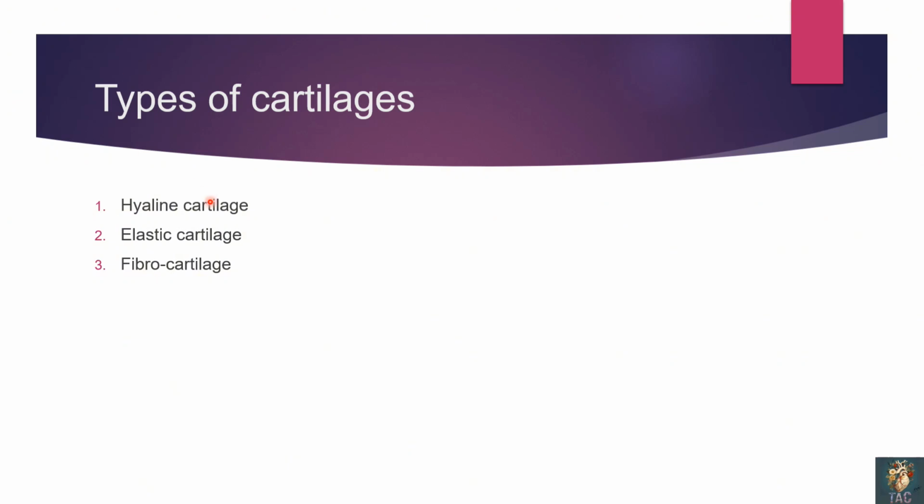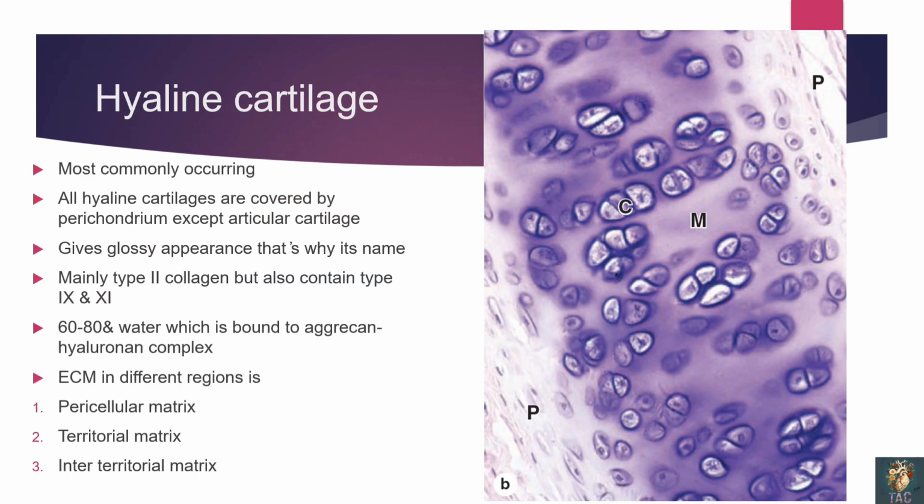So now we discuss the different types of the cartilages. These are the three main types of the cartilages: the hyaline cartilage, the elastic cartilage, and the fibrocartilage. Hyaline cartilage is most commonly occurring. All hyaline cartilages are covered by perichondrium except the articular cartilages. So this is again a very important MCQ as well.